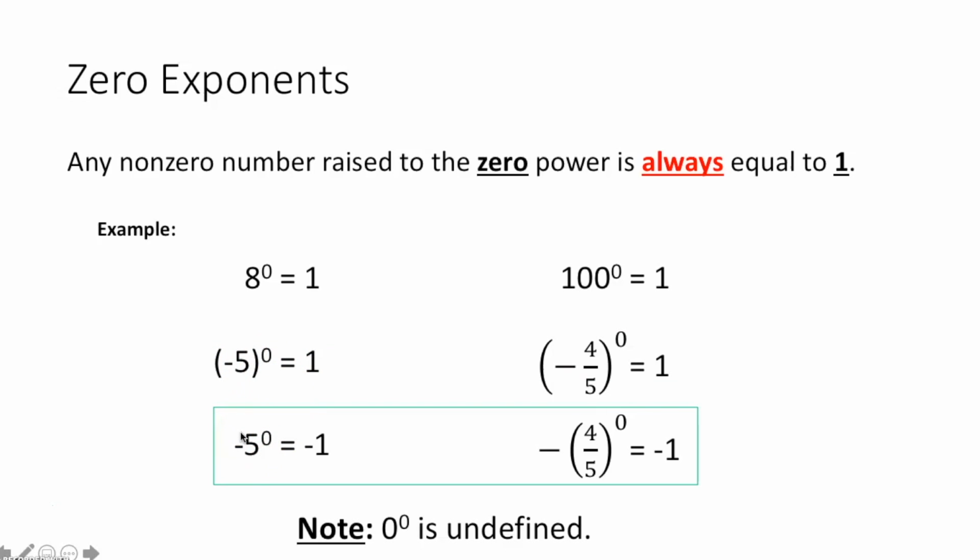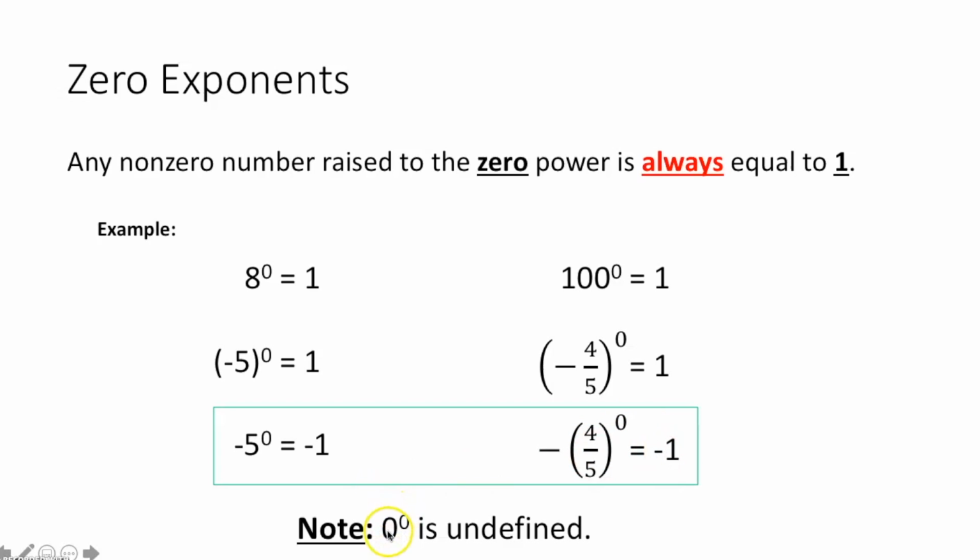Here, what's actually going to happen is you're going to use the order of operations, which means you have to do the exponent first and then tack on this negative that's out front. So it would be 5 to the zero power would equal 1 times that negative 1 that's out here, and that would give you negative 1 as your answer. Same thing here. Since the negative is outside the parentheses here, we would raise the 4/5 to the zero power. That would give you 1, and then you would tack on the negative to make it negative 1.